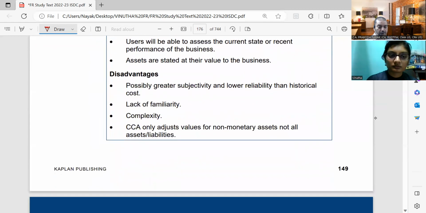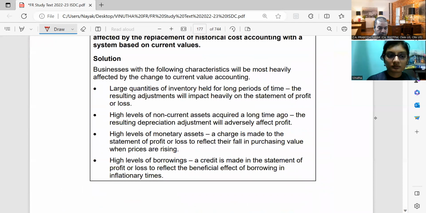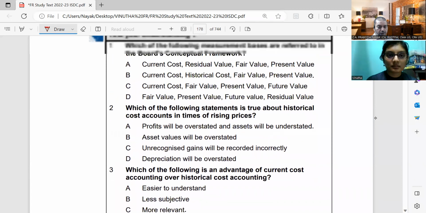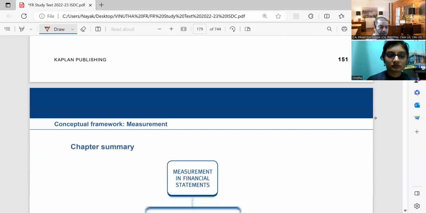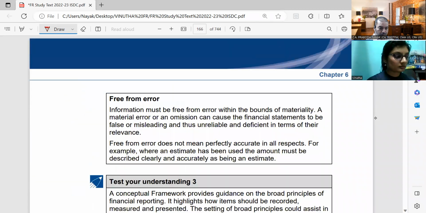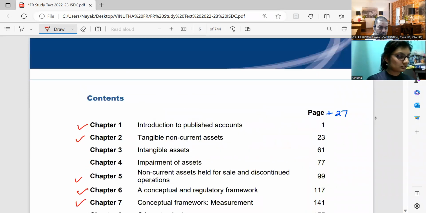I think that's it for this particular topic. You can go through all the MCQs which are there, test your understanding, and if you have any difficulty, you can tell me. Okay. So chapter number 7 is also over. So 1, 6, and 7 are over. These 3 chapters are over for you.